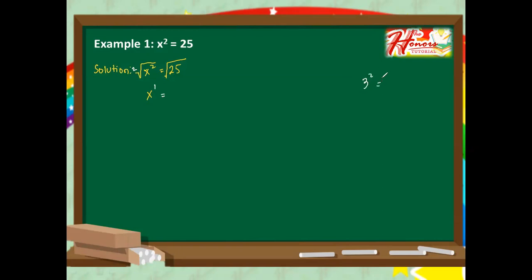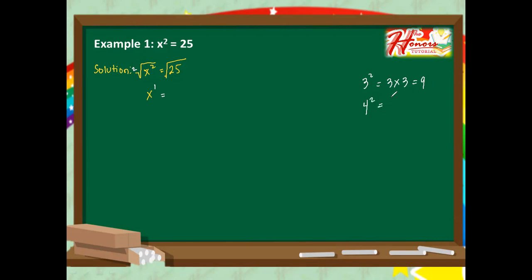3 raised to 2 is not 3 times 2. That is 3 times 3. Always remember that. 3 times 3 is 9. So therefore, 3 squared is 9 and not 25. Let's try another number. And we have here 4 squared.